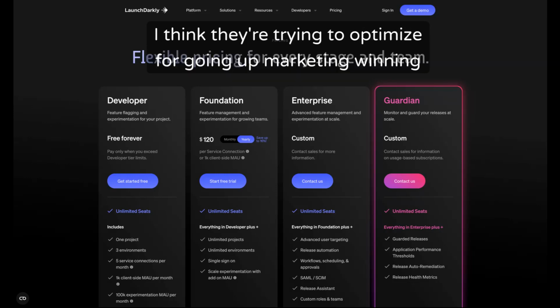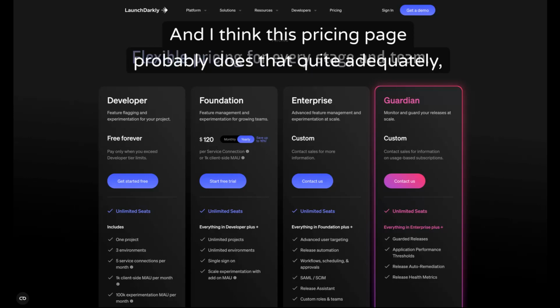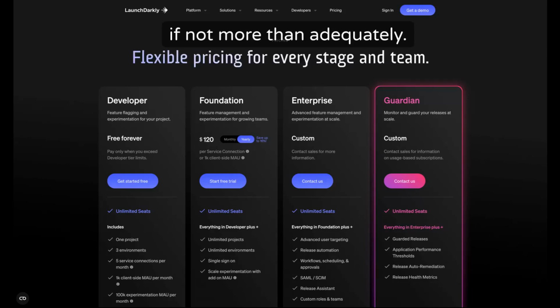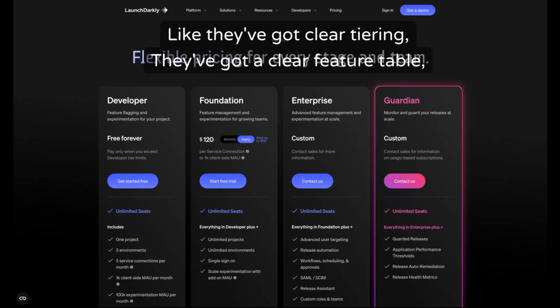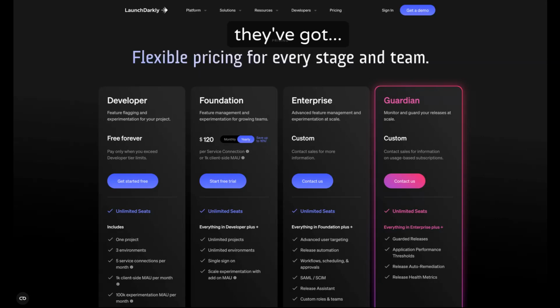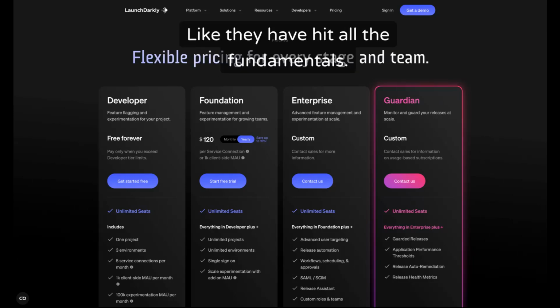I think they're trying to optimize for going up market and winning enterprise. And I think this pricing page probably does that quite adequately, if not more than adequately. They've got the quintessentials, right? They've got clear tiering, they've got a clear feature table, they've got a solid enough FAQ, they've got a little bit of social proof with a massive company, Paramount. They have hit all the fundamentals.